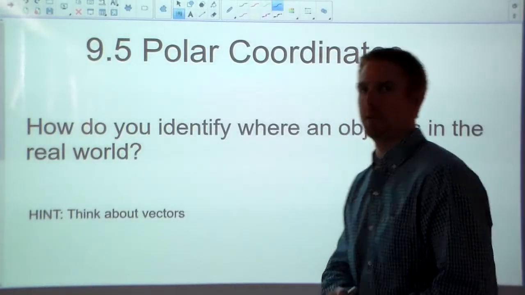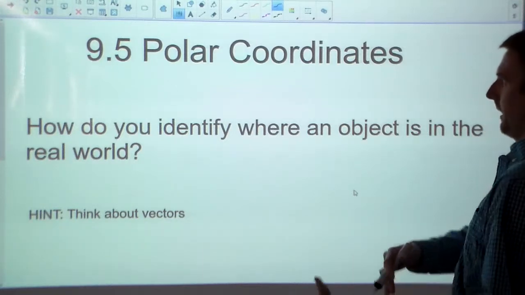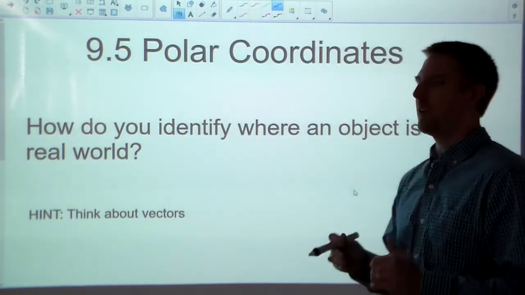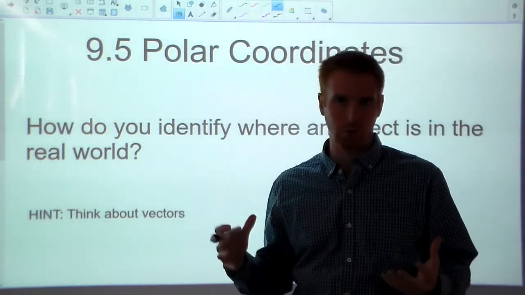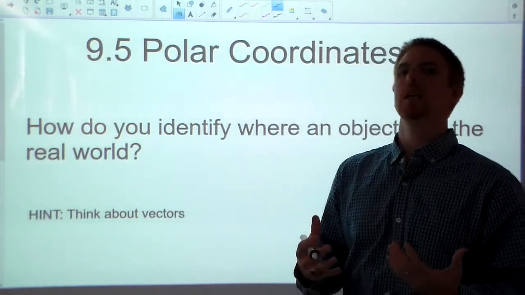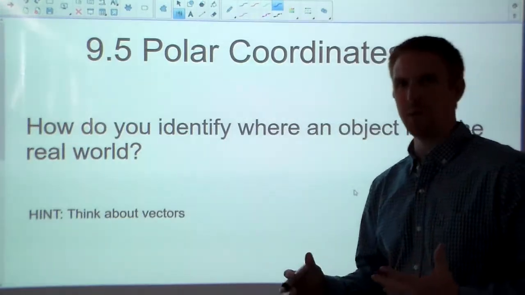9.5 is called polar coordinates, so it's another alternative way to do functions. So you have parametrics and now you have polar coordinates. I think you'll find in a lot of ways it's a good way to demonstrate the world around us and kind of how we already think, maybe more intuitive than how functions go. So I'll start you off with this question.